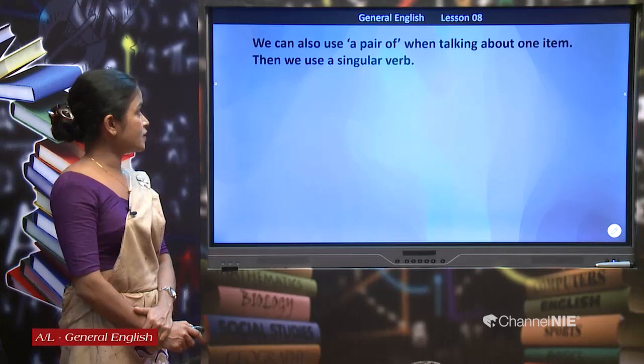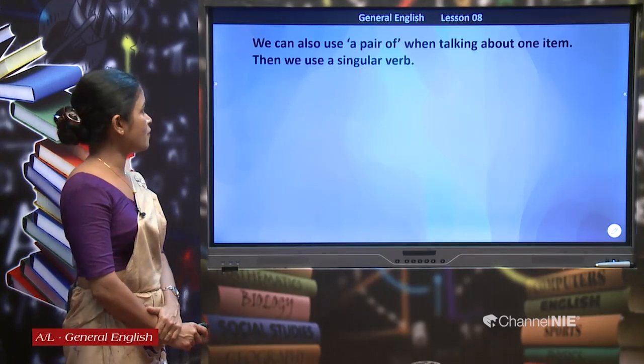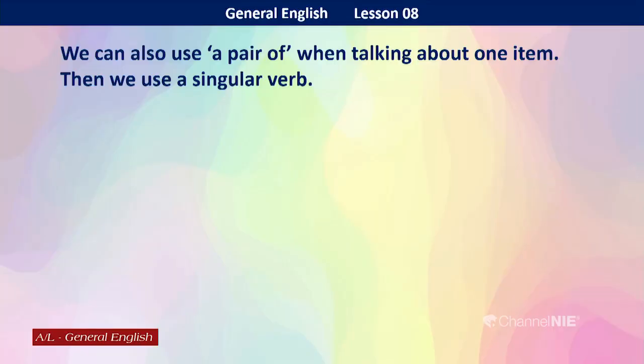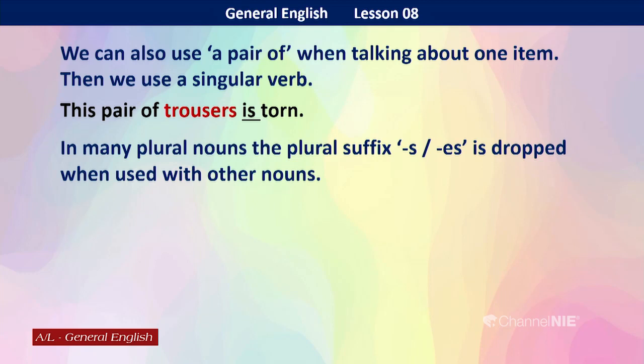But we can use a pair of when talking about one item. When we want to use a singular verb, we have to use a pair of. This pair of trousers is torn. When you use these plural nouns with a pair of, the verb always becomes singular. This pair of trousers is torn. In many plural nouns, the plural suffix s or es is dropped when used with other nouns. So, if they are used with other nouns, we have to drop s or es at the end.